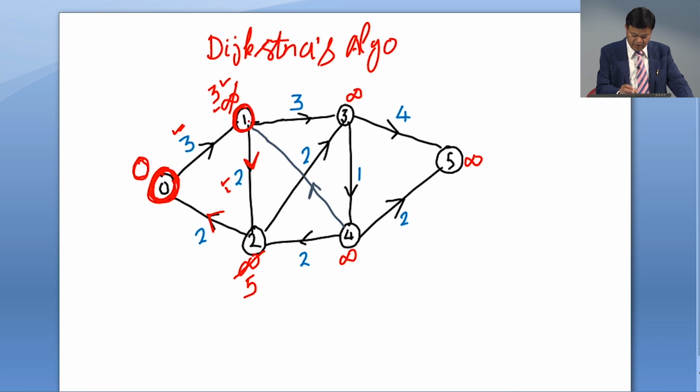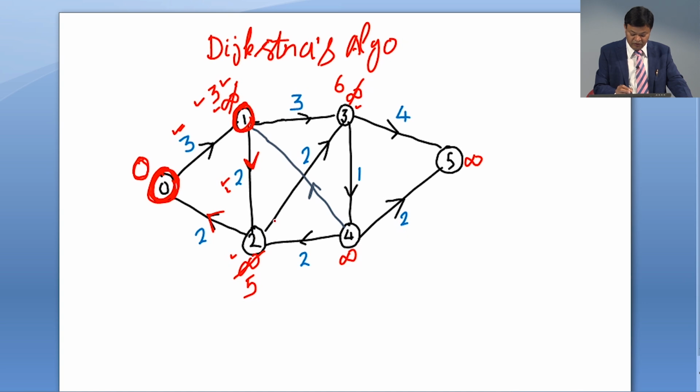Is there any other edge from 1? No other edge. Okay, yes, there is one more edge from 1. It goes to 3. Now the distance up to 1 is 3. And if I have to go to 3, then I have to add 3 more. So finally it becomes 6. And 6 is smaller than infinite. So what I'll do? I'll replace infinite by 6. So from 1 we had modified the distance of 2 and we have modified the distance of 3 also. Now we'll go to next stage.